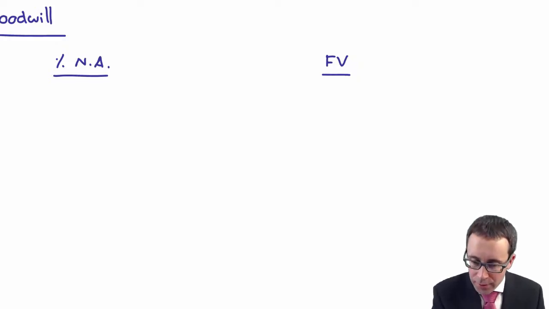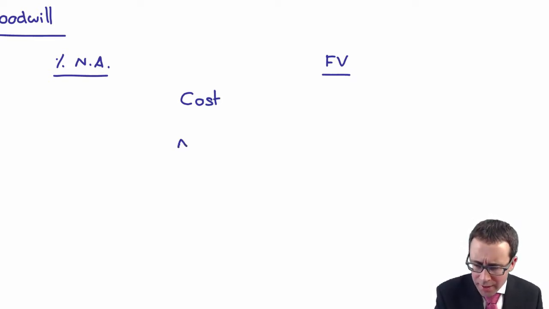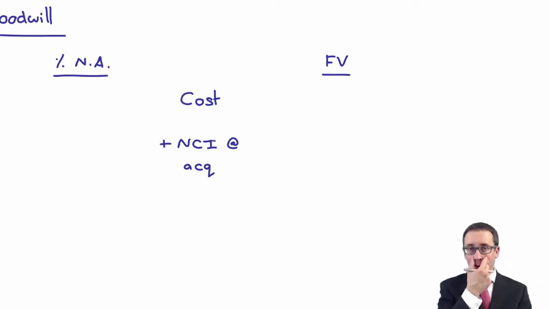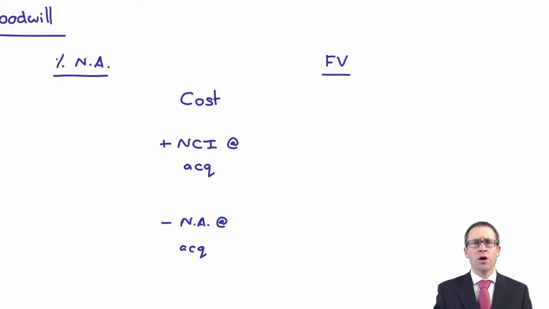So what we're going to do is look at the cost, the amount that you have paid. And then you work out the entire value of the subsidiary by adding on the non-controlling interest at the date of acquisition. By doing that, you work out the entire worth of the sub. You then deduct what you believe the subsidiary is worth based upon the financial statements. So you look at the net assets at acquisition.